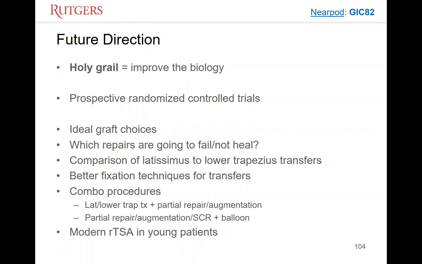Specific questions that still remain include what's the ideal graft choice, what types of repair are more likely to fail, whether the lower trapezius or lat transfer is better, how to enhance the fixation techniques for a transfer, whether any of these existing techniques can be combined to enhance the results, and how the modern reverse shoulder replacement systems would perform in young patients.